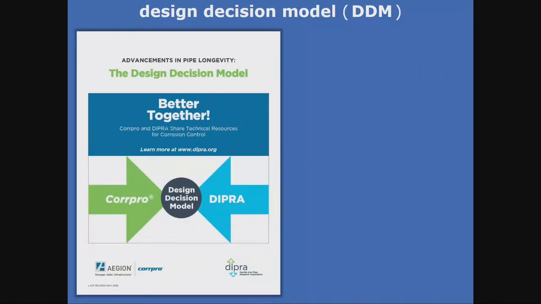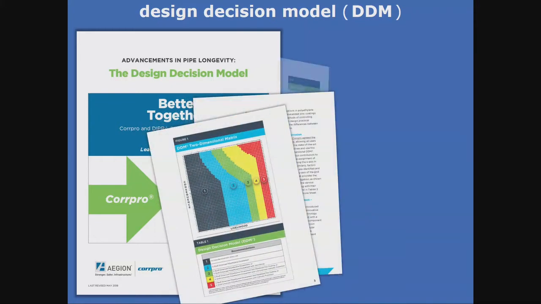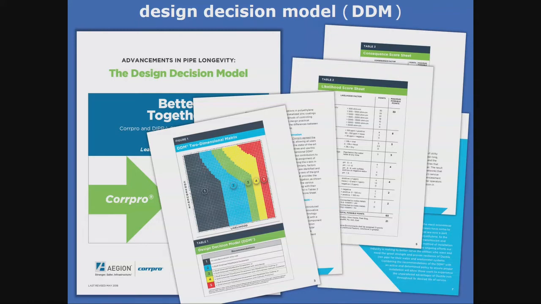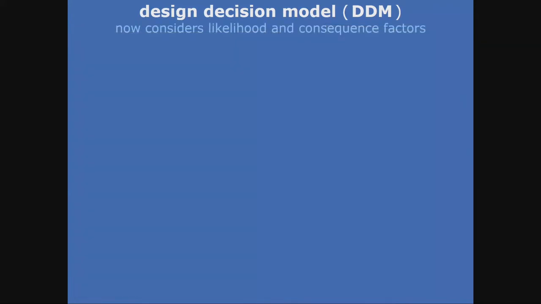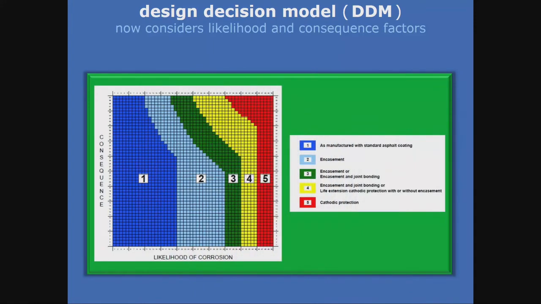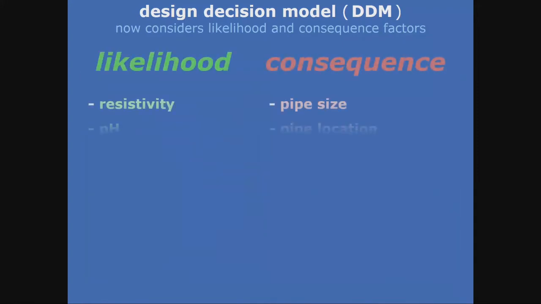So how do we decide what we're going to do when we're talking about corrosion? Well, we use something called the Design Decision Model, or the DDM. And this has come out recently. It actually uses a likelihood and a consequence factor. And when we're talking about likelihood and consequences, you can see the red line there. That's where we would recommend using cathodic protection. And how do we come up to those conclusions? Well, we use likelihood and consequences.